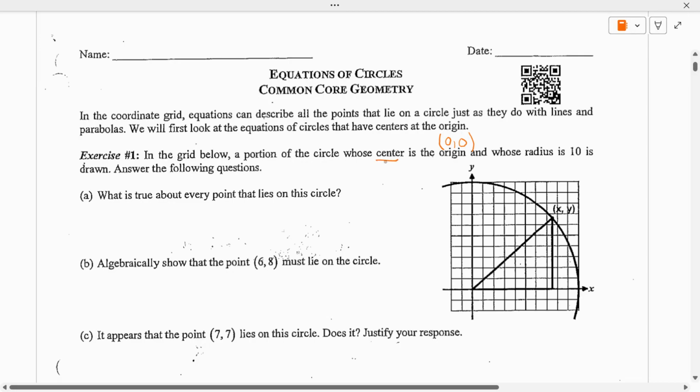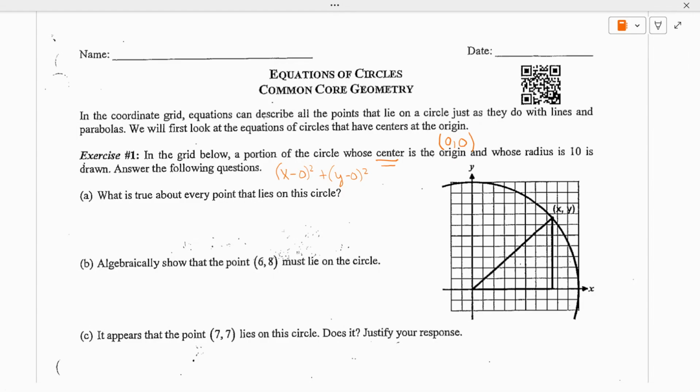So if the center is at the origin, what does that mean? When we think about our equation, we're going to do x minus 0 squared plus y minus 0 squared. But what is x minus 0, the quantity squared, and y minus 0, the quantity squared? What is x minus 0? X. It's x squared. And what is y minus 0? Just y. So then y squared. Okay. So what is true about every point that lies on this circle?